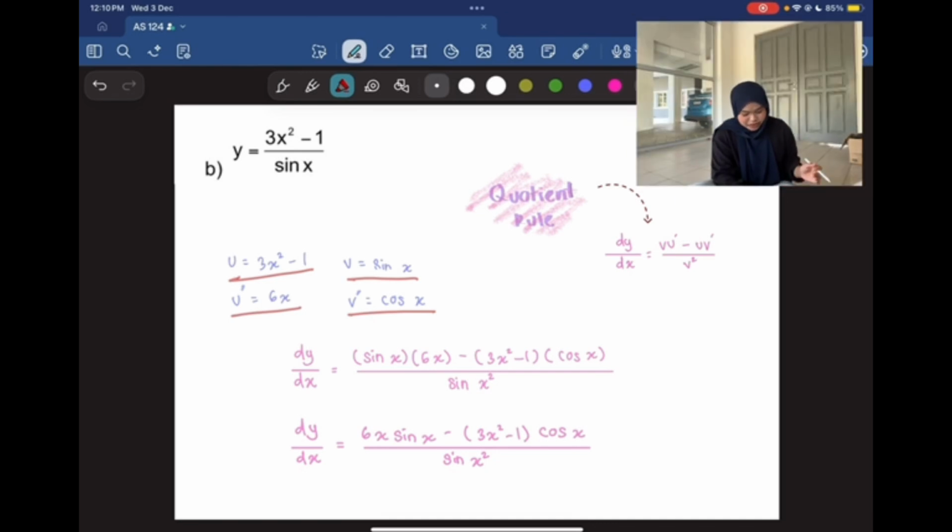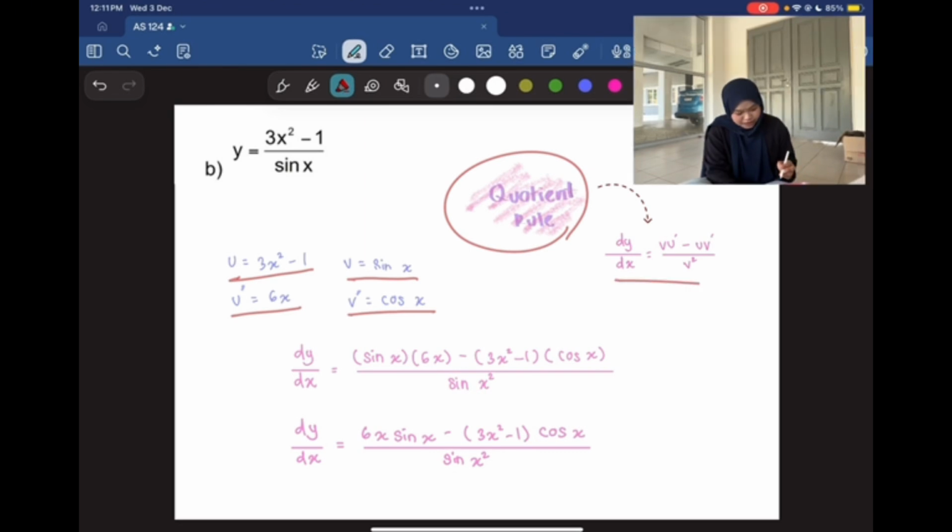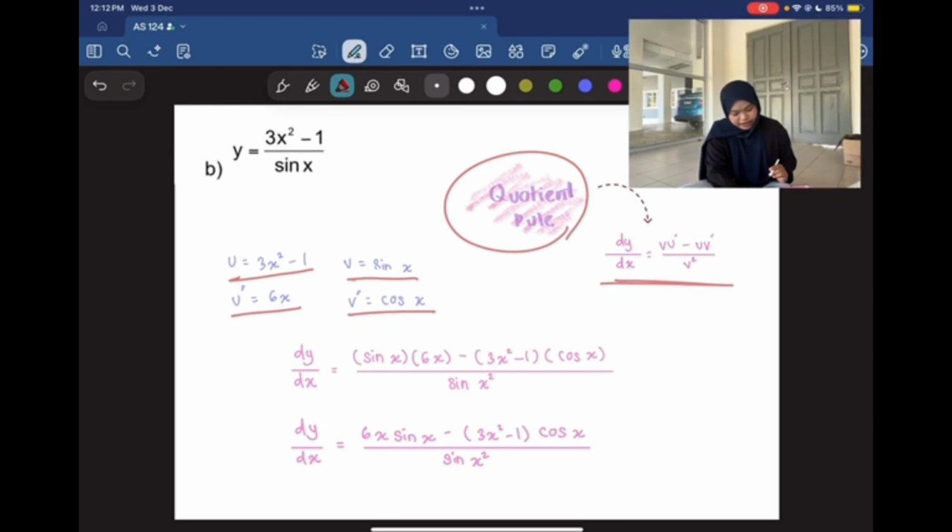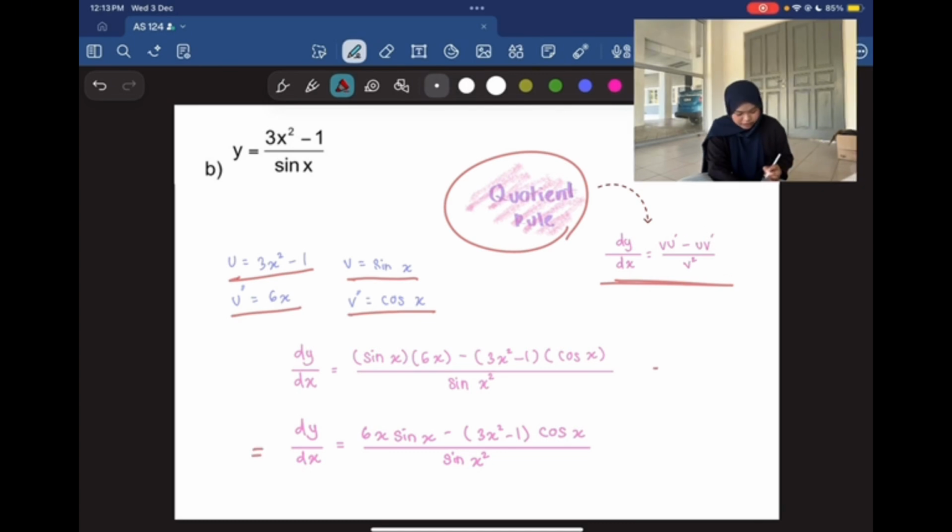Then the function is a ratio of two terms, so we will use the quotient rule. In this case, we have to use the formula dy/dx equals (u'v minus uv') over v squared. So we got sin x times 6x minus (3x to the power of 2 minus 1) times cos x over sin x to the power of 2. For the final answer, we got (6x sin x minus (3x to the power of 2 minus 1) cos x) over sin x to the power of 2.